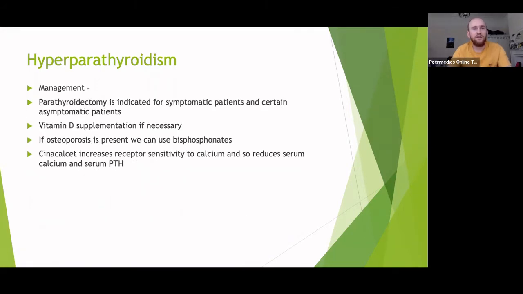Okay, management. As we discussed, so many patients are asymptomatic that often they can just be monitored. But if they become symptomatic, or if there are any concerns, then a parathyroidectomy, surgical intervention, is required. You can also provide vitamin D supplementation. And if you're concerned about bone resorption and the levels that it's at, you'll think about bisphosphonates. Cinacalcet increases the receptor sensitivity to calcium, and so in turn reduces your serum calcium and PTH.